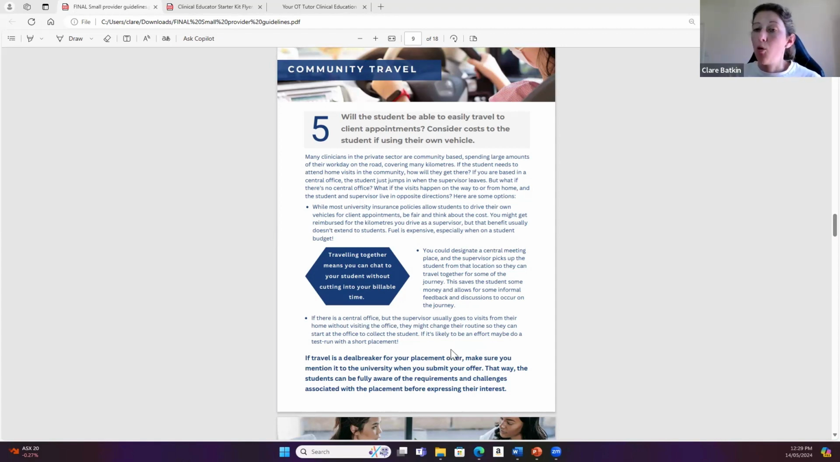So again, think about all those things. Whatever you decide, whatever it is that you can or can't offer, be very explicit with the university when you're making your offer, so that the students are fully informed of what they're signing up for when they accept or put their preference down for your offer. If you can't offer any compensation for travel, they're just going to have to drive everywhere and meet you everywhere. Give them an indication of how many kilometers per day they might be driving or the types of locations they're driving to, and they can decide whether that's something they're able to sign up for.